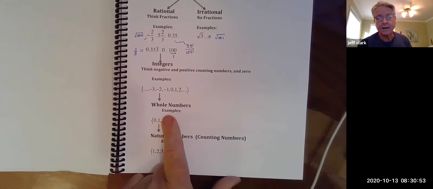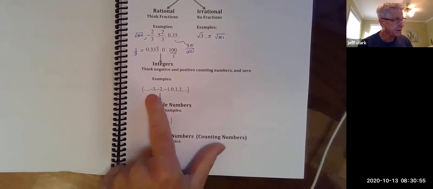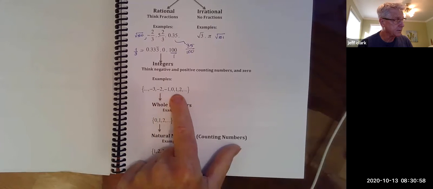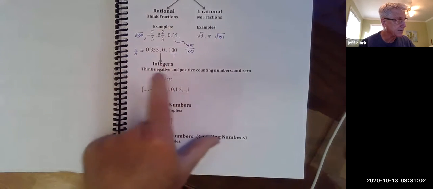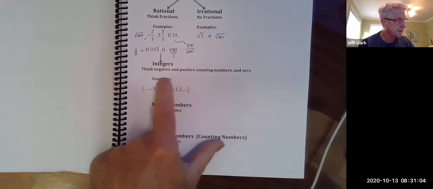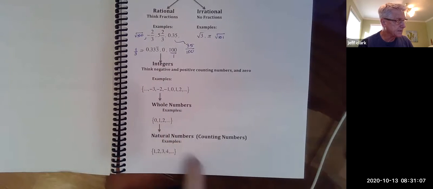Then below that are whole numbers. Now, some of these are whole numbers. Some of these are integers. Some of these are whole numbers. And then some of these are what we call natural numbers.